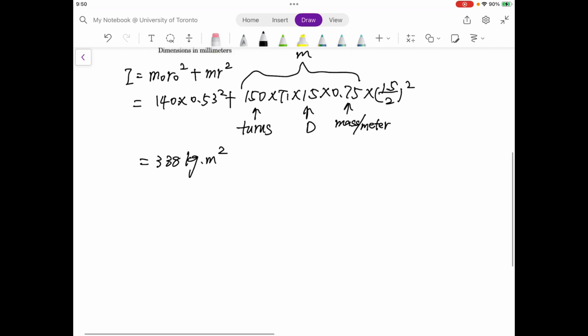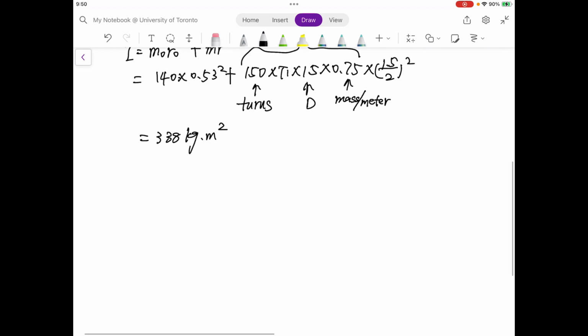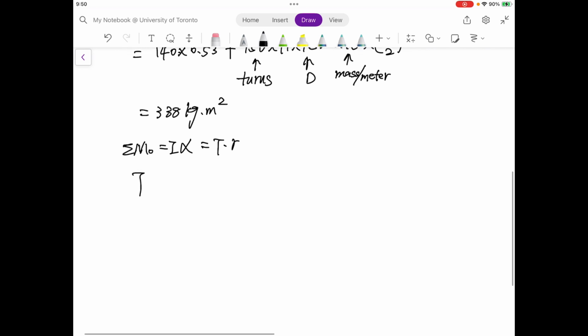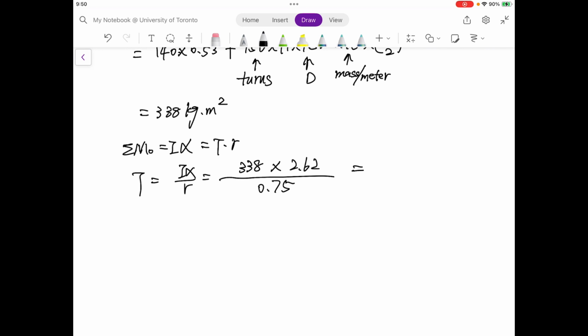If we put our I back into our equation, we will have sum of moment around O is equal to I times alpha. This is equal to T, which is the tension of the cable, times R. T is equal to I alpha over R. This is equal to 338 times 2.62 over 0.75. This is equal to 1177 newtons.